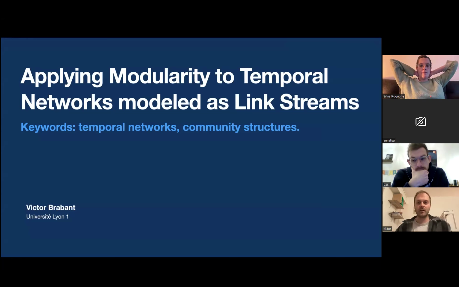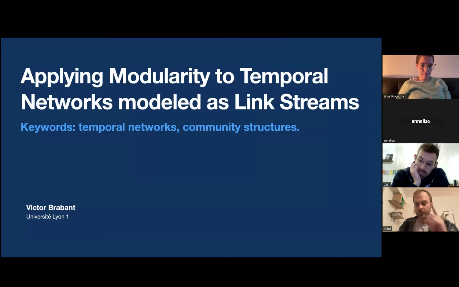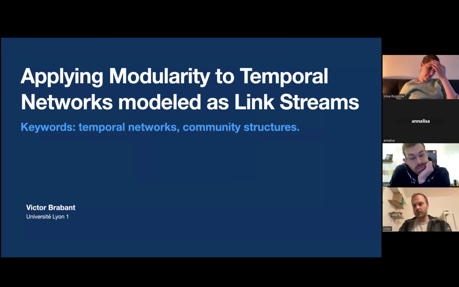Okay, thank you. I'm very happy to be here and to present my work. So I'm going to talk about how we can adapt modularity to temporal networks modeled as link streams. Why did I choose this topic? I'm a PhD student at the University of Lyon 1, and I'm also working part-time in a company. So I think we will discuss that in the second part of the interview.